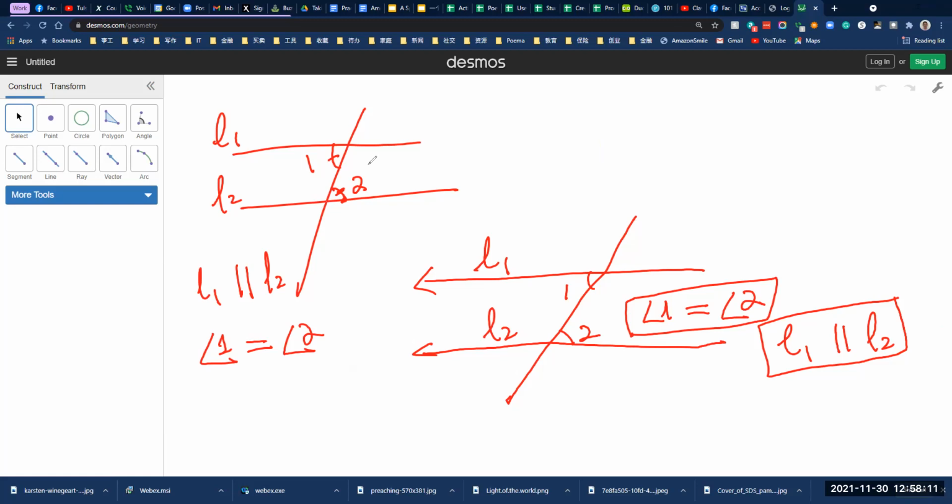Bye. Make sure you know how to bisect a line, or find the middle point. Bye.